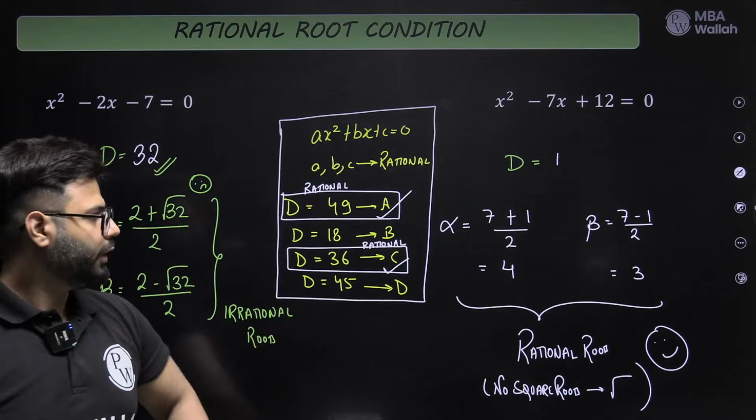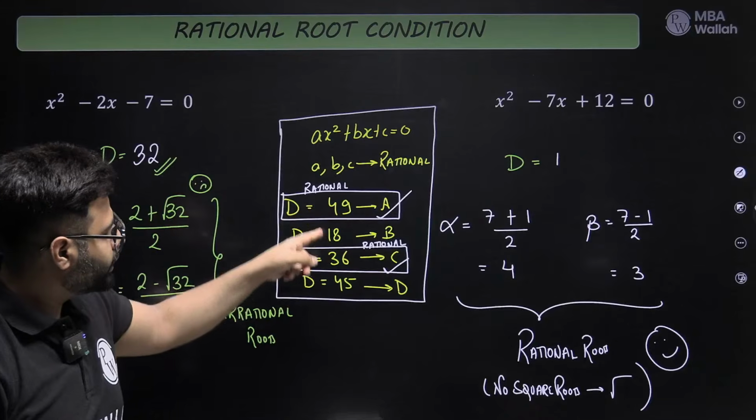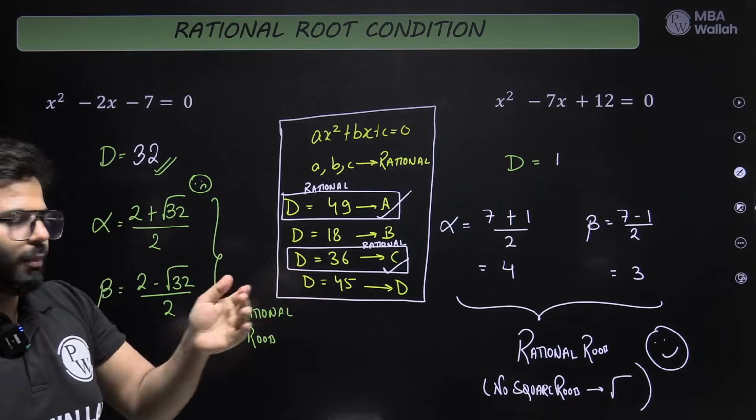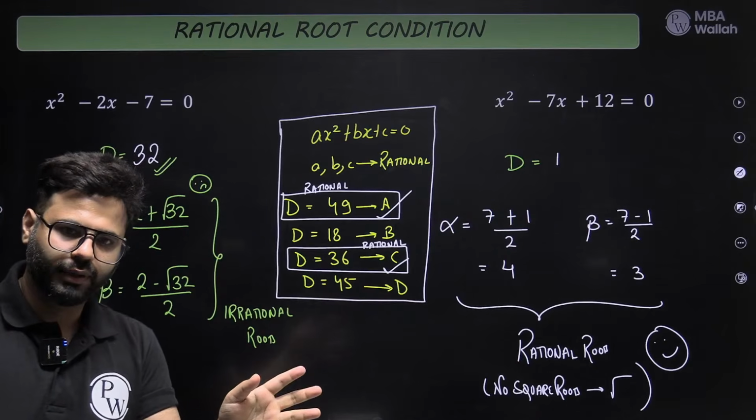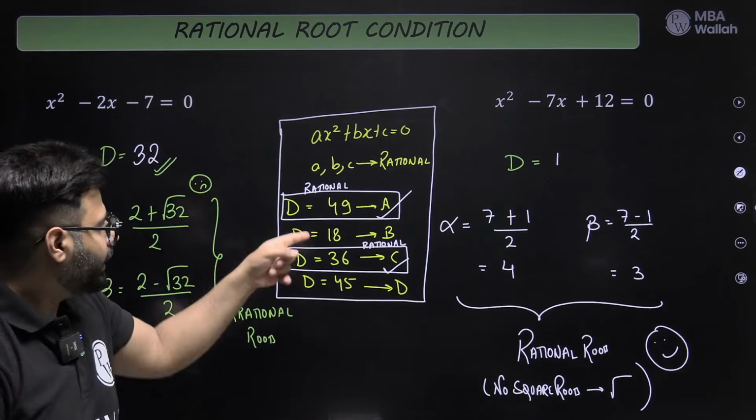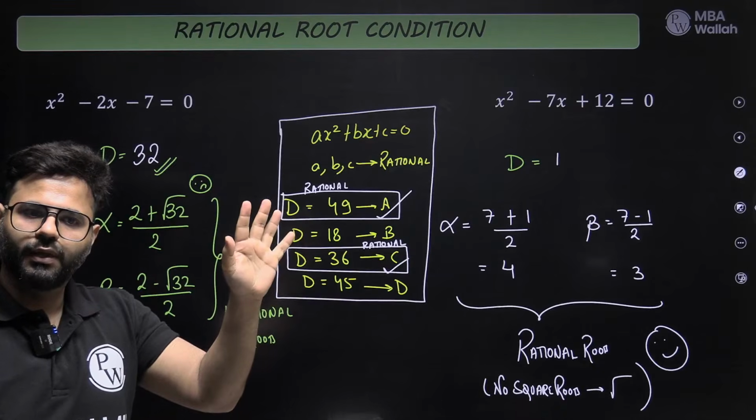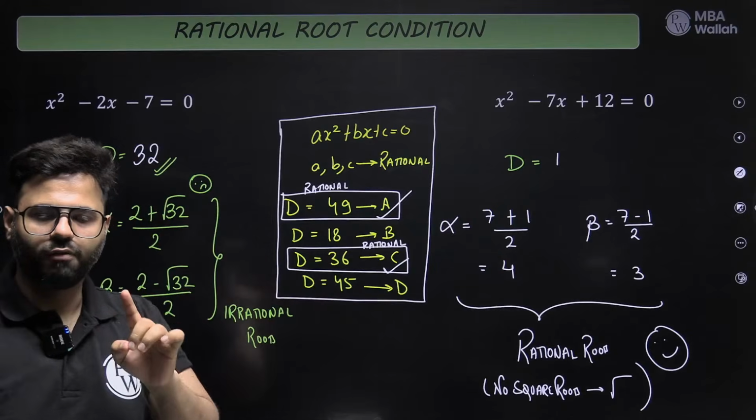Because D is a perfect square, when 36 and 49 go inside the square root and make root D, they will come out as 6 and 7 and the square root will be gone. Whereas when 18 and 45 go inside the square root, they will stay inside. They will never be able to come out entirely. Comfortable or not?